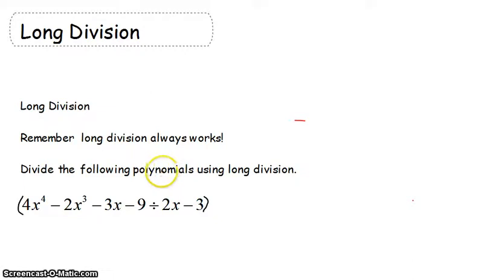Long division. Remember, long division always works. Remember back when you first learned long division, it was something like this. You had 243 divided by 5. And then you ask yourself, 5 goes into 24 how many times? 4 times. And then 4 times 5 is 20.